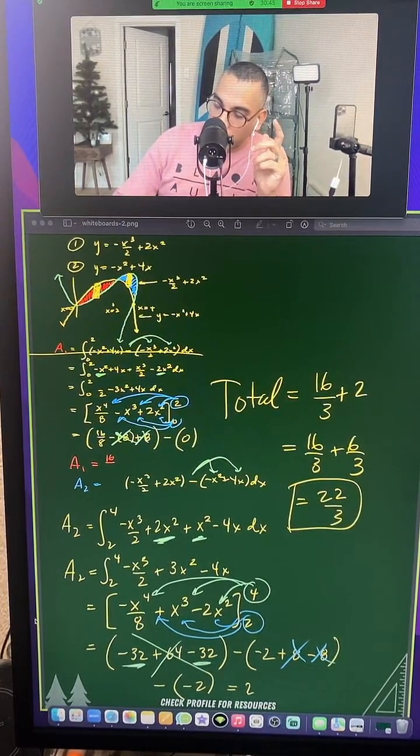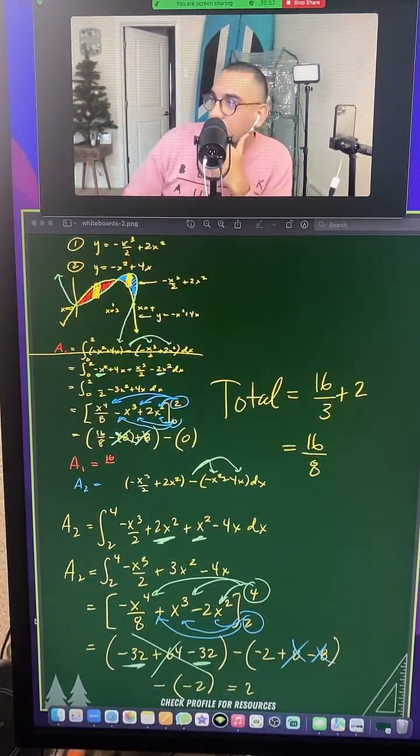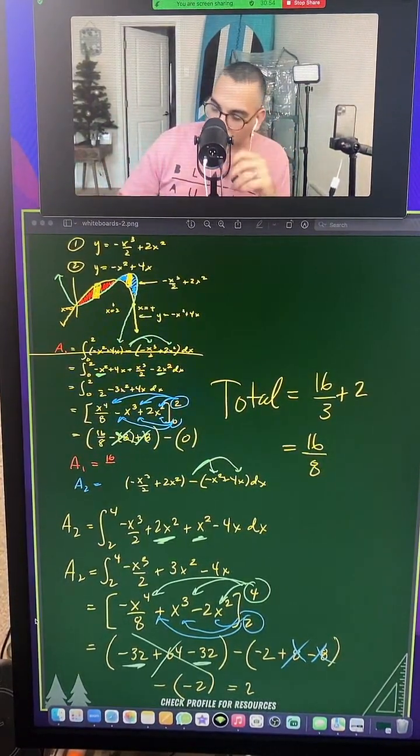So let's change this real quick. It wasn't 16 over 3. It was 16 over 8. I need someone on here. Math Nerd and Queer Harry, you're like the honorary moderators today, making sure everything is on track.